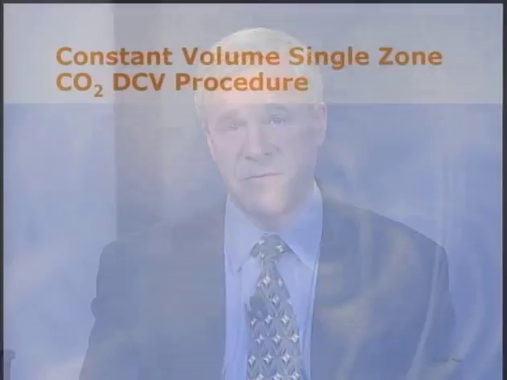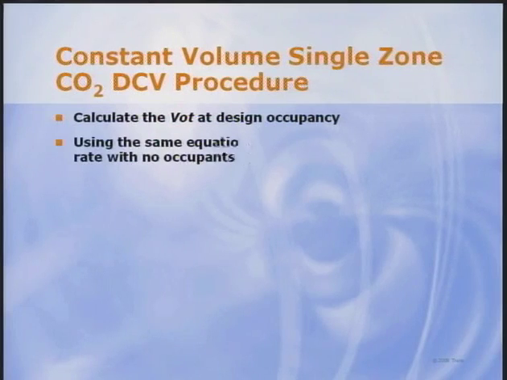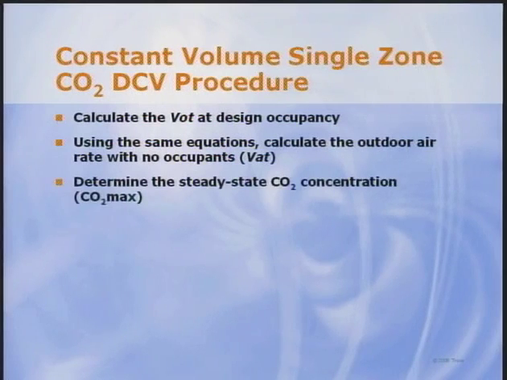The user's manual outlines a step-by-step procedure for CO2-based DCV. First, calculate the designed outdoor air rate, assuming all occupants are present, per the Standard 62.1 equations that Dennis discussed. Next, use the same equation, but assume 0 occupants. Call this value VAT, or the total ventilation rate based on the area component only. Then, calculate the steady-state CO2 concentration using the equation on the previous slide. Call this value CO2 max.